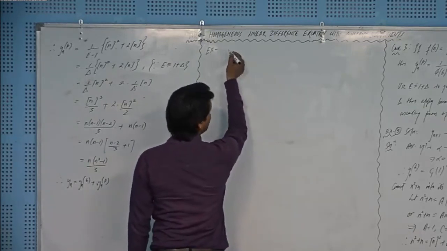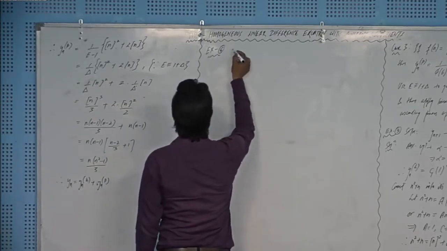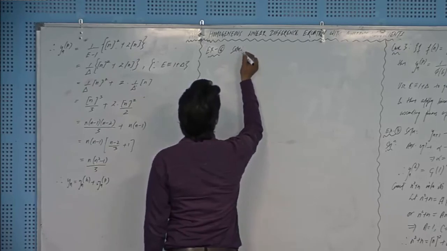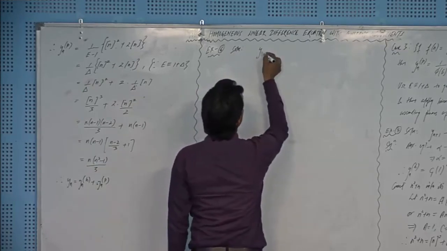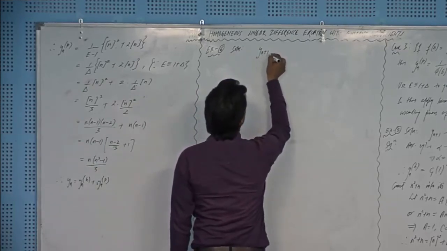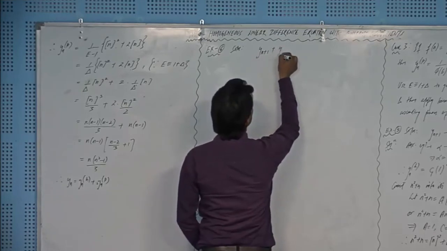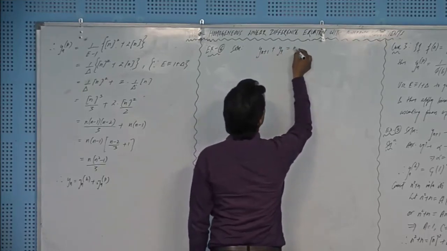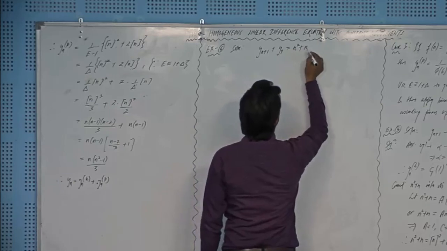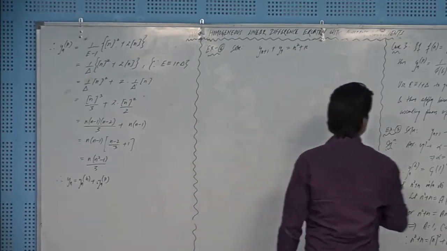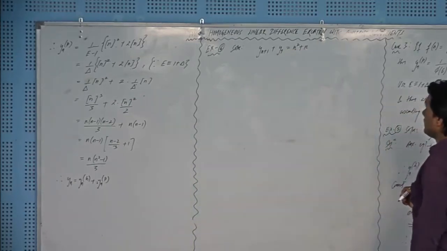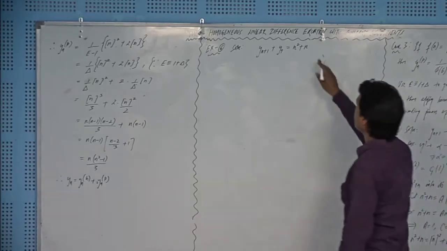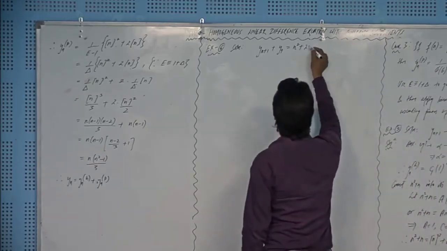Example number 6. Solve: I will change the left hand side. I should get y n plus 1, and if I use y n here only, plus y n equal to, I use that n square plus n only? Or I change it? I should use n square plus 2n.